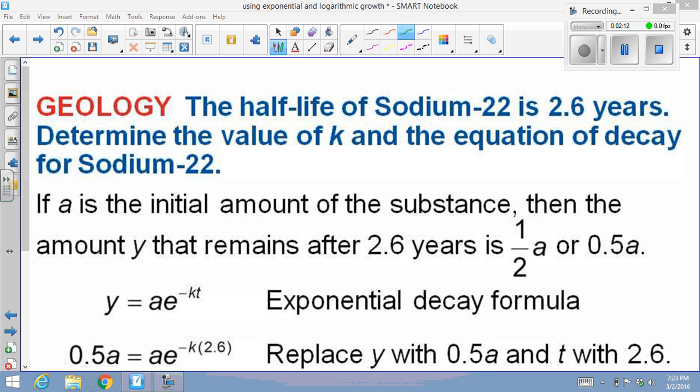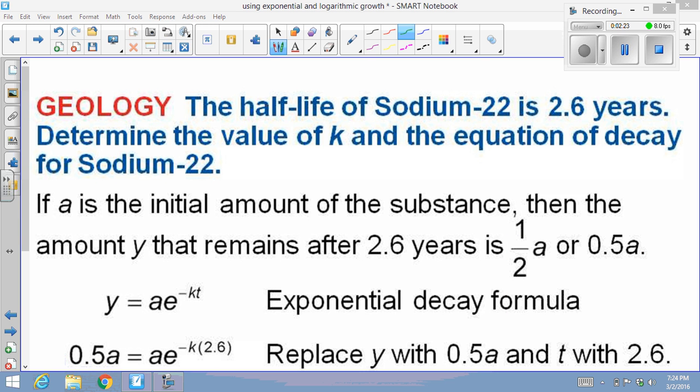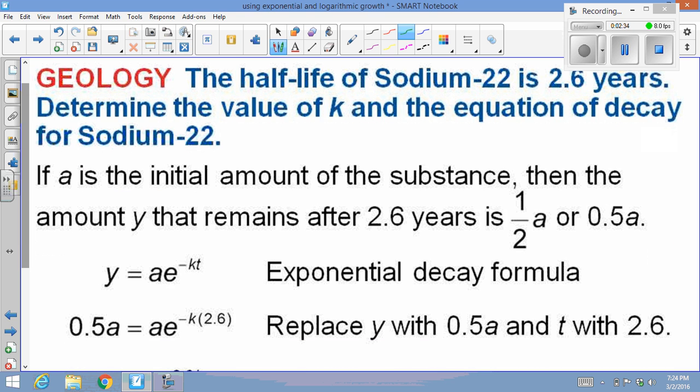So if A is the initial amount, I don't know what the initial amount is. We started with some amount, but it doesn't tell me that in the problem. It doesn't tell me what the initial value was, but I know that I end with half of what I started with. That's what the half-life means. So I'm going to say that it starts with a value of A. I don't know what it is, but I'm going to call it A. I end up with half of that, so that's half of A.